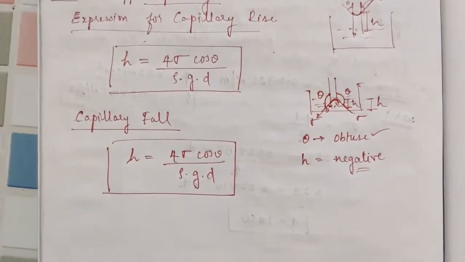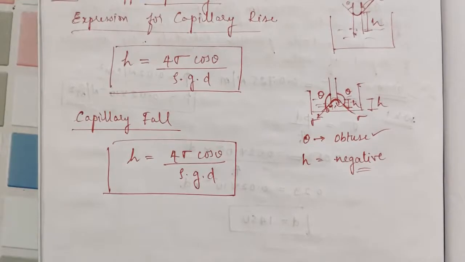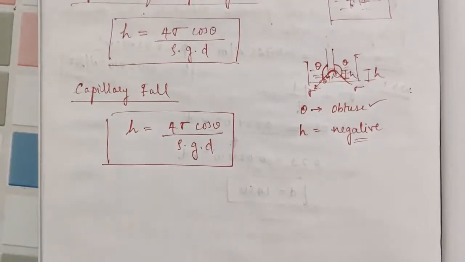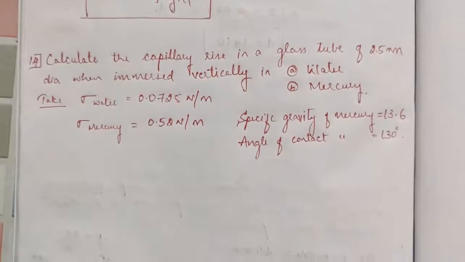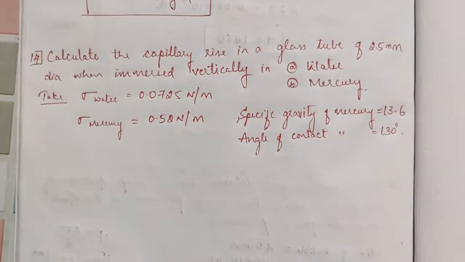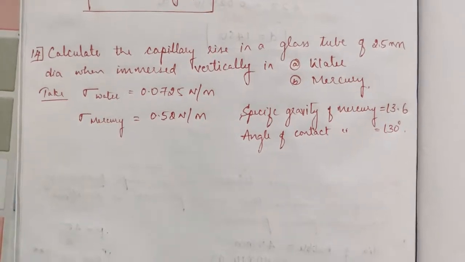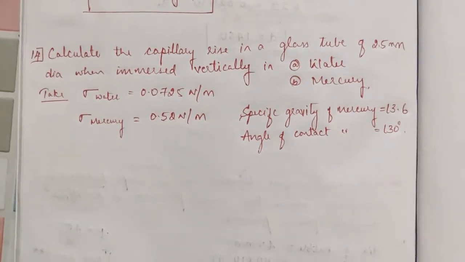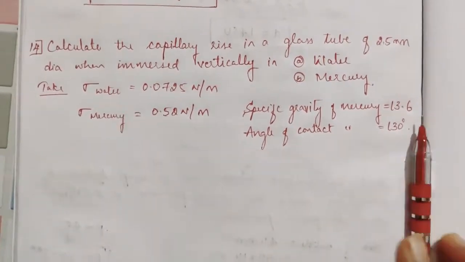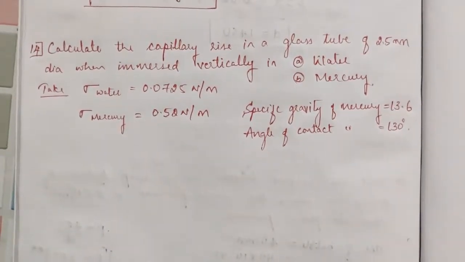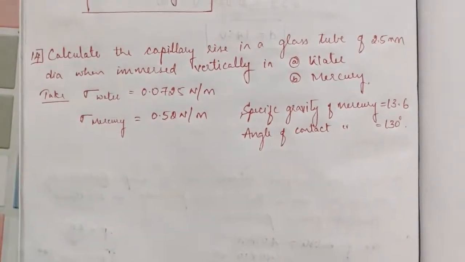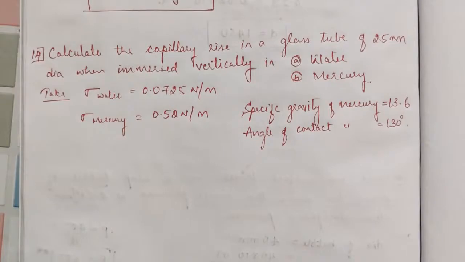Let me do 2 examples on this capillarity. Let me write the questions. The next problem is: calculate the capillary rise in a glass tube of 2.5 mm diameter when immersed vertically in water and mercury. So 2 different cases will come. First we will write down the given and solve the problem one by one.